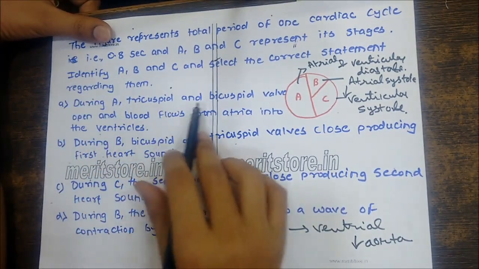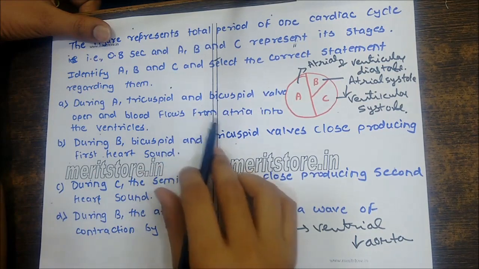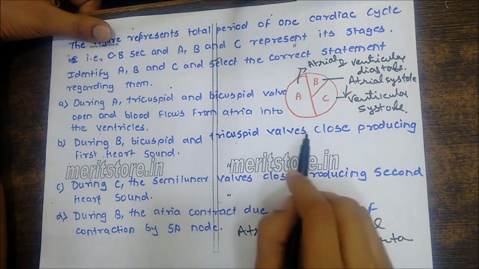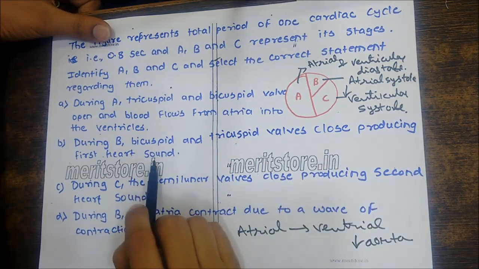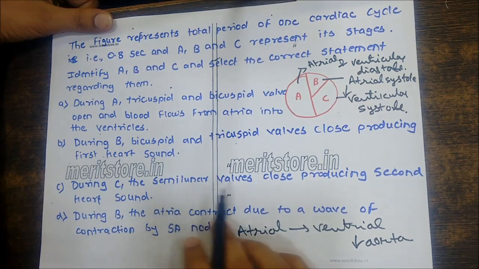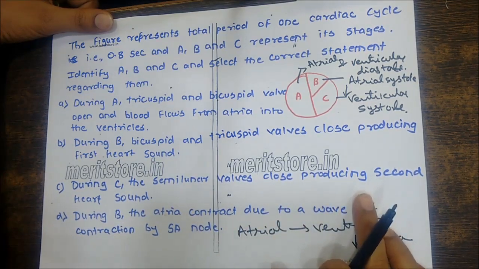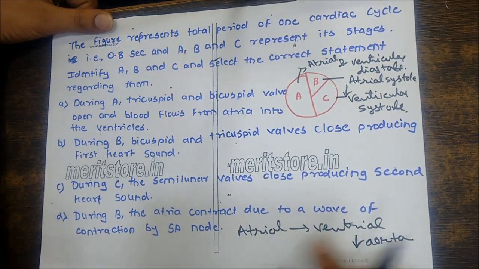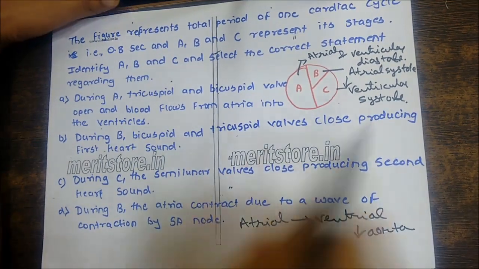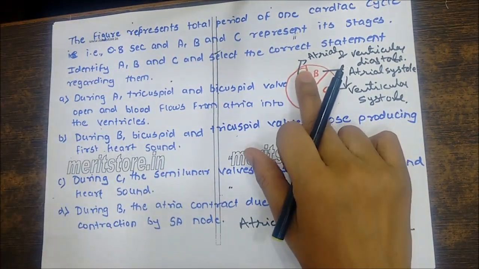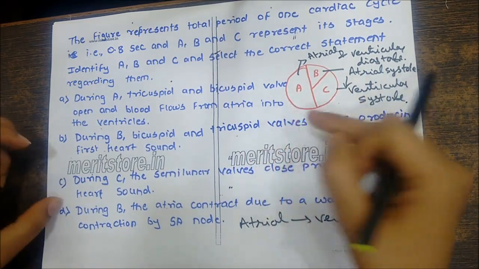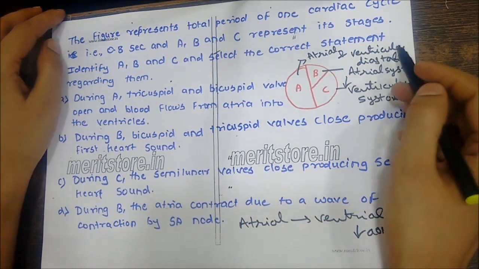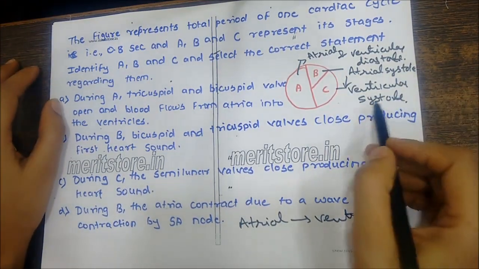During A, tricuspid and bicuspid valves open and blood flows from atria into the ventricles. During B, bicuspid and tricuspid valves close, producing first heart sound, and during C, the semilunar valves close, producing second heart sound. D, during B, the atria contract due to a wave of contraction by SA node. So A is atrial and ventricular diastole, B is atrial systole, and C is ventricular systole.